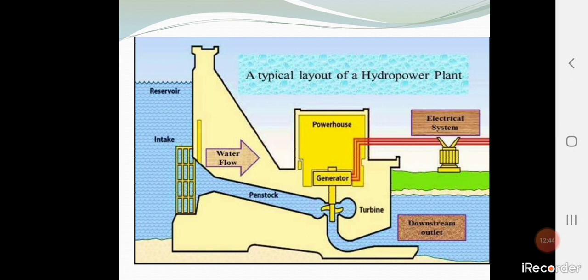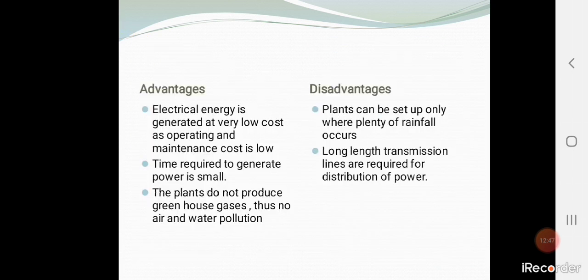Now, the next point is advantages and disadvantages. Electrical energy is generated at very low cost as operating and maintenance cost is low. Time required to generate power is small, so within a short period of time we can generate electricity with the help of water. The plants do not produce greenhouse gases, thus no air and water pollution. We are not causing any kind of water and air pollution by using this power plant.